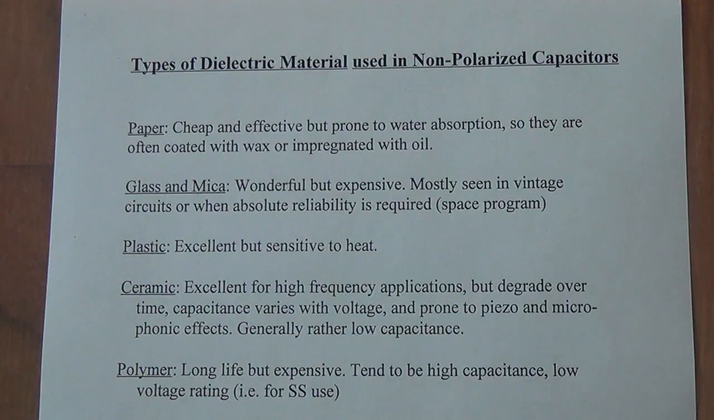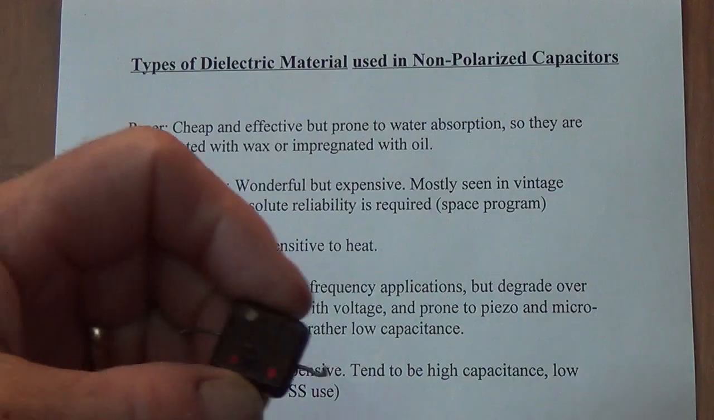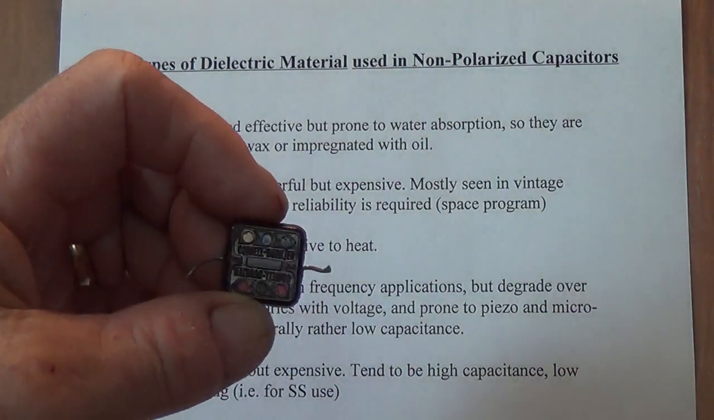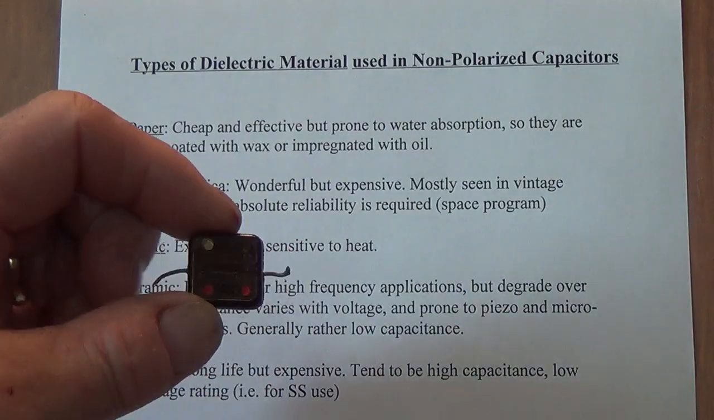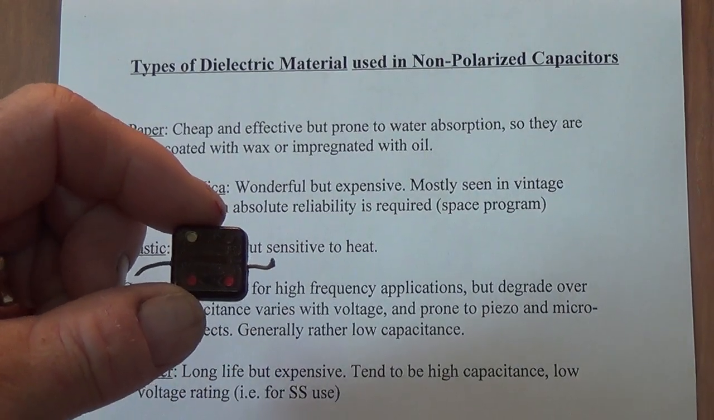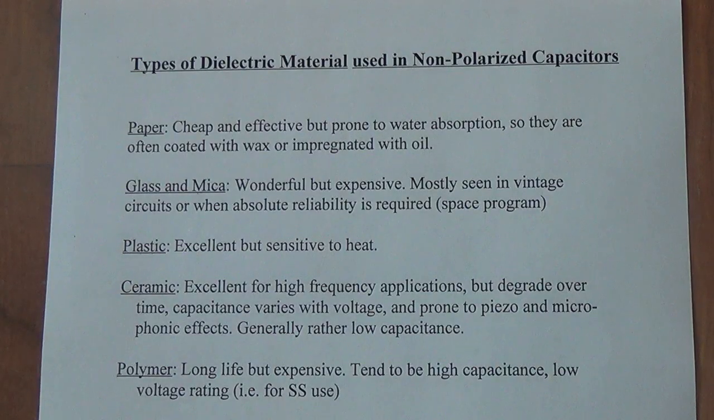Next, we'll have the glass and mica types of capacitor. We see these in a lot of the old vintage circuits. Mica cannot be rolled up, so they have to be flat like this. Glass and mica are absolutely wonderful dielectric materials, but the capacitors tend to be rather expensive. They have to be rather large because you really can't roll them up very well. But what they do provide is absolute bulletproof reliability, essentially forever.